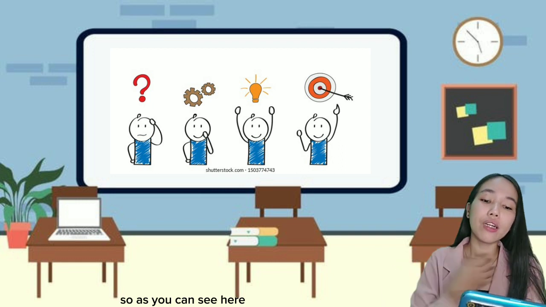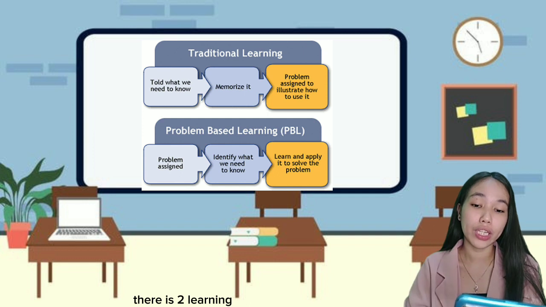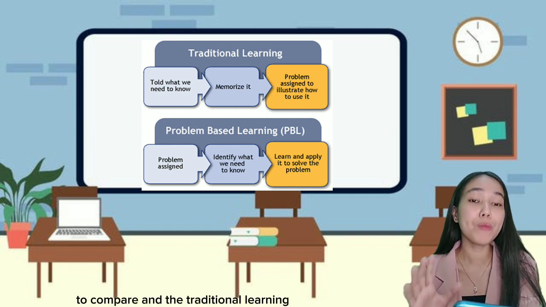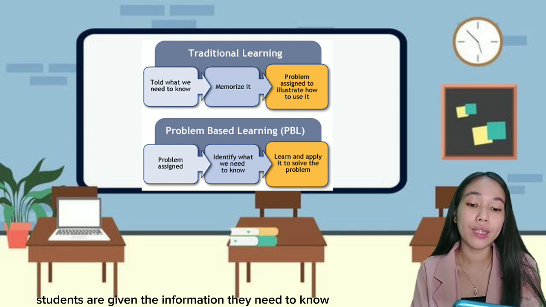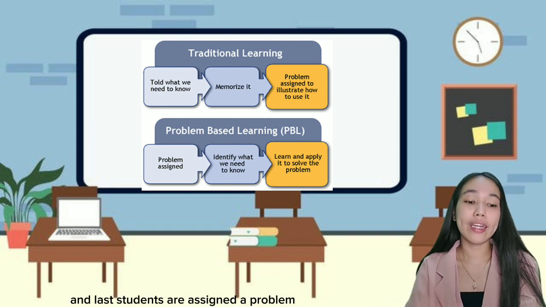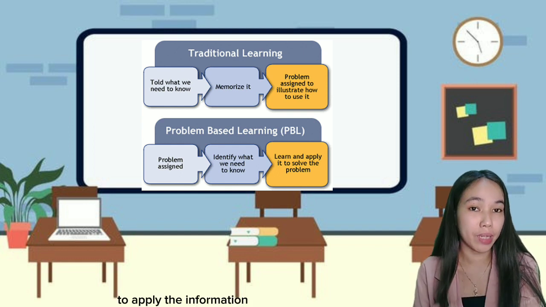So as you can see here, I will provide you the chart. There are two learning. The first one is the traditional and the second one is problem-based. To compare, in the traditional learning, students are given the information they need to know. Second, students are asked to memorize the information. And last, students are assigned a problem to apply the information.